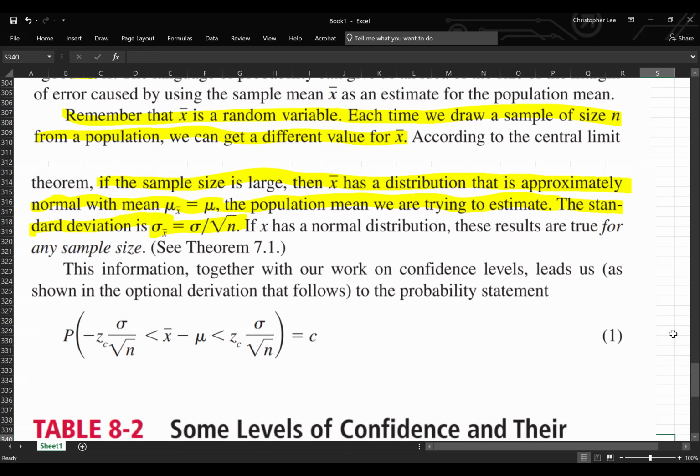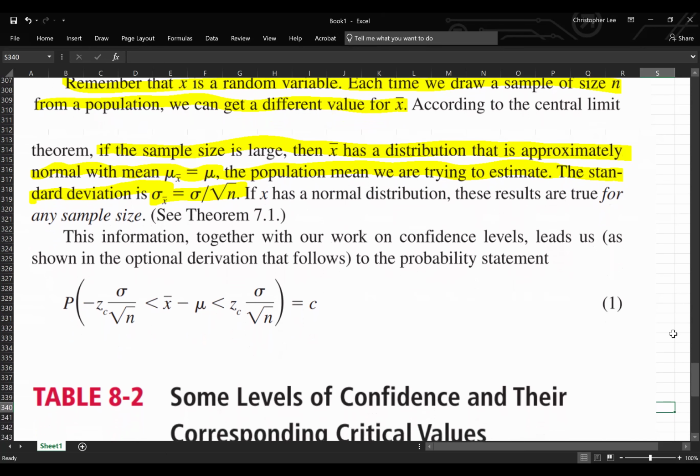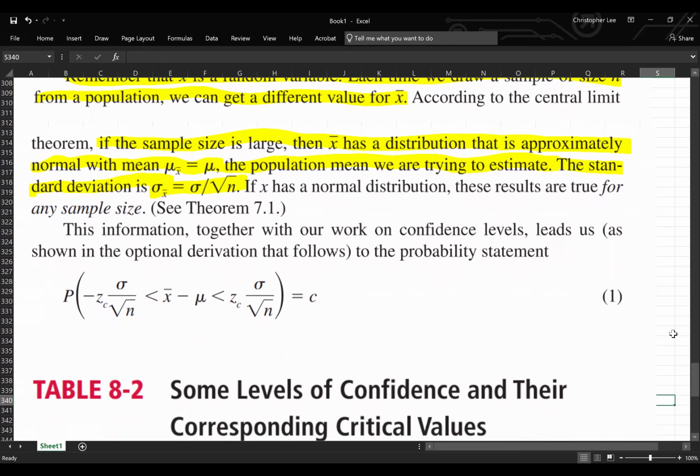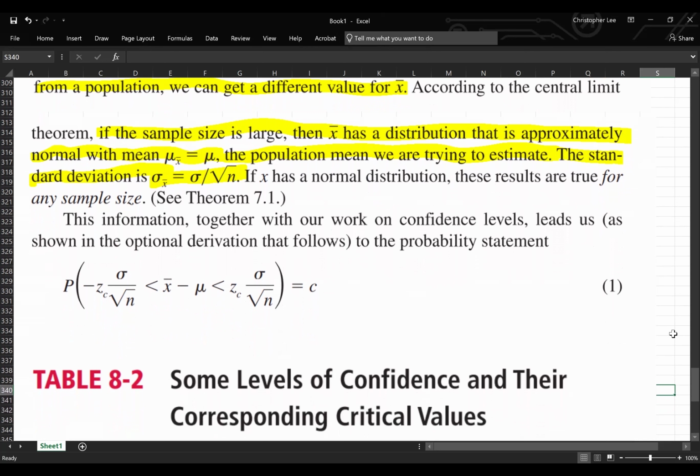So this information, put together with our work on confidence levels, leads us to the probability statement: the probability of negative z critical times the standard deviation divided by the square root of n is less than the sample mean minus the population mean, which is less than z critical times the standard deviation divided by the square root of n, is equal to the critical value.